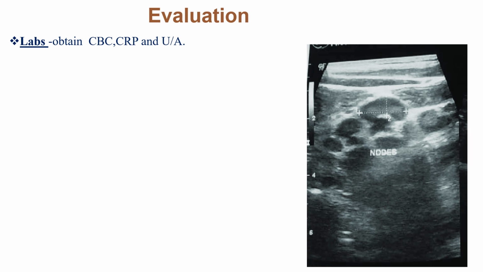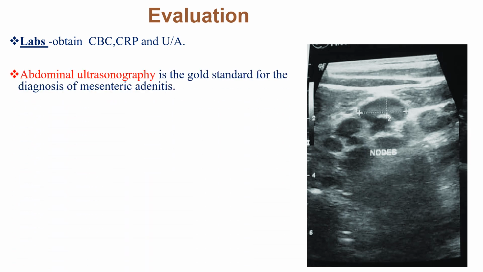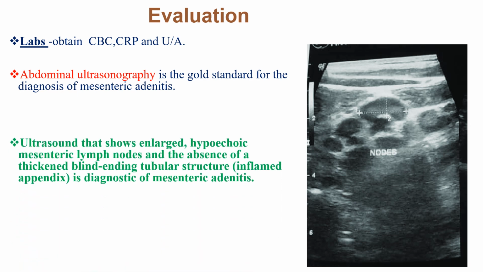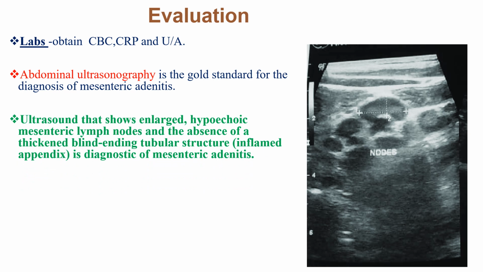Once we evaluate a child, we should send CBC, CRP, and urinalysis. CBC and CRP are raised, and the urinalysis is to rule out urinary tract infection as a cause for lymphadenopathy. Abdominal ultrasound is the gold standard for the diagnosis of mesenteric adenitis. Ultrasound shows enlarged hypoechoic mesenteric lymph nodes and the absence of a thickened blind-ending tubular structure. That means an inflamed appendix is absent, which supports a diagnosis of mesenteric adenitis. So we should rule out appendicitis by ultrasound.